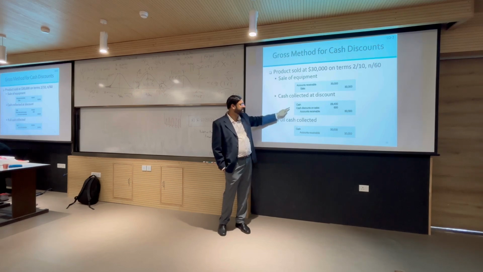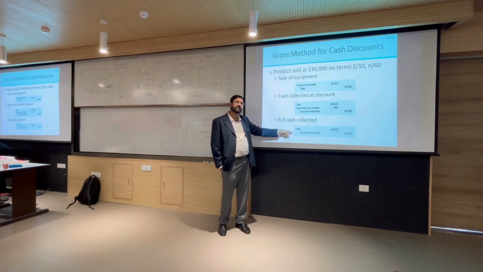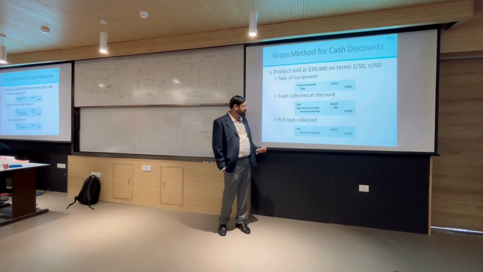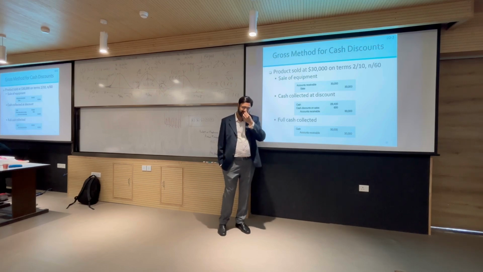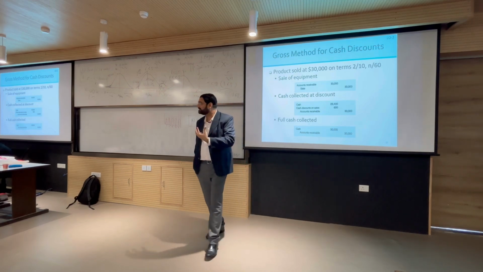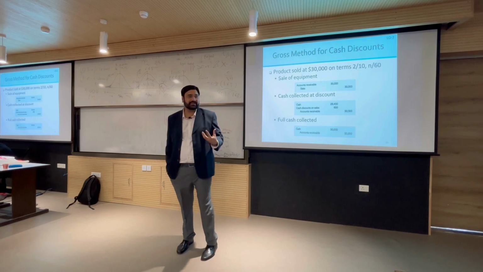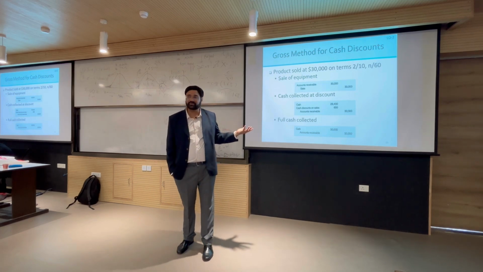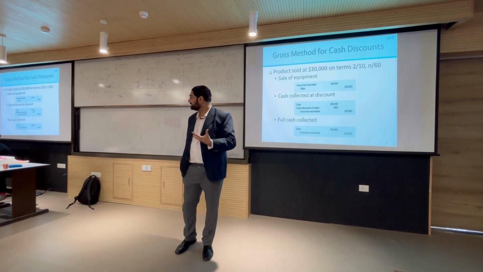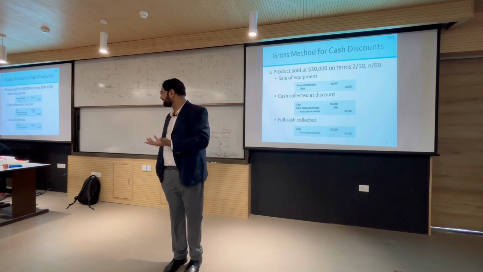If the payment is made in 60 days, there is no discount, you pay the entire 30,000. And why do we give this discount? Because if we have this extra almost 30,000 rupees with us, with that 30,000 rupees we can do more business, right.